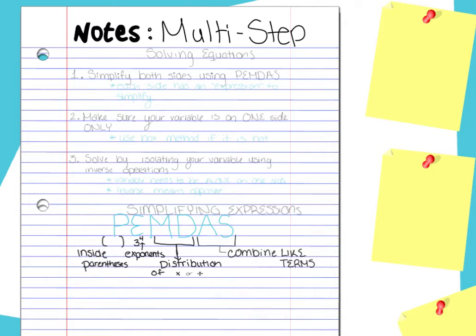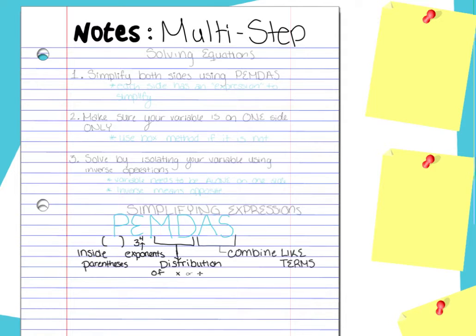So number one, simplify both sides using PEMDAS. So you will have slightly more complicated expressions on both sides of your equation. So you always want to make sure that that is simplified all the way before you start doing any work. And then make sure that your variable is on one side only. So if your variable is not on one side, you will be using the box method to get them on the side that it needs to be on.